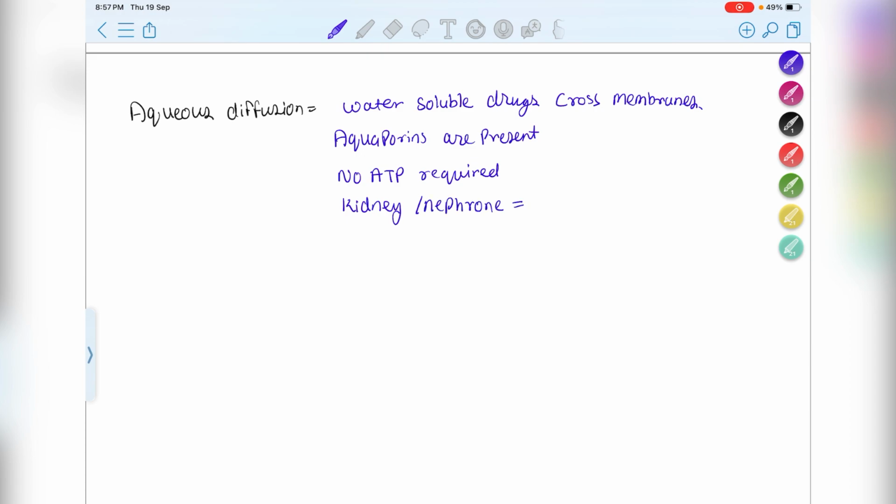And one more thing about it, the ADH, which is antidiuretic hormone, increases the synthesis of aquaporin.